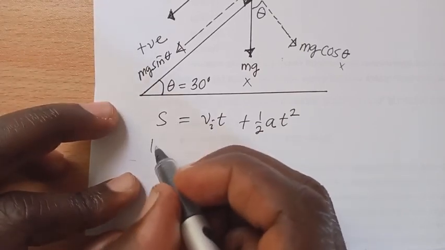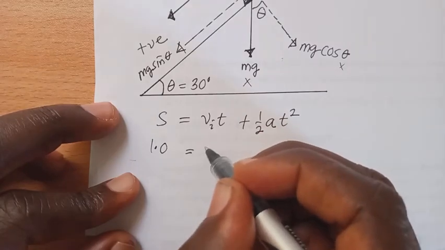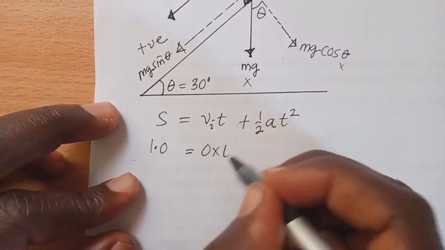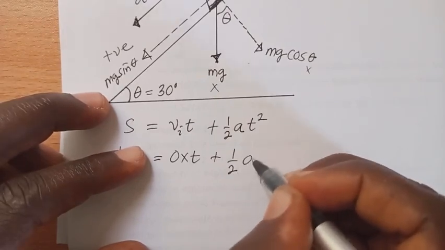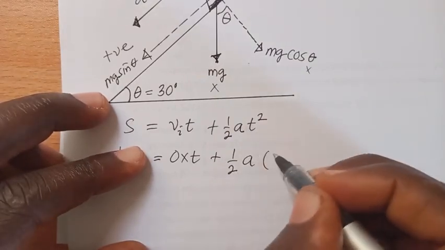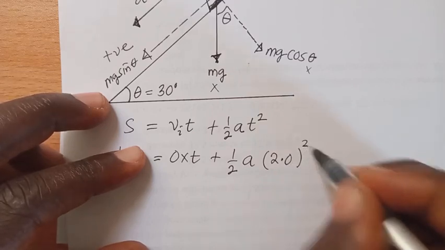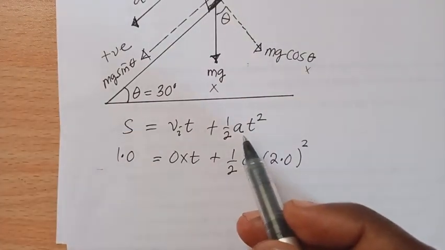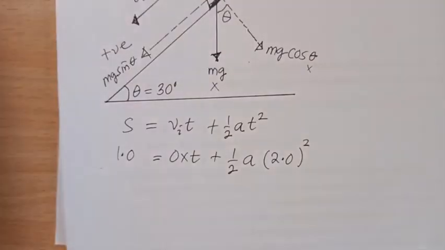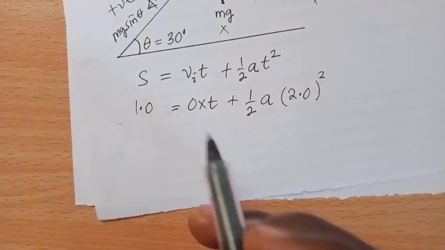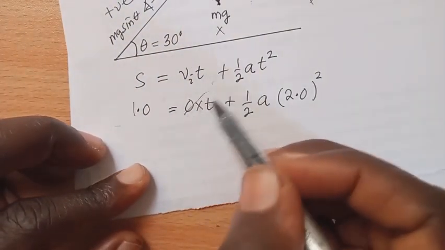Our s from the problem is 1.0, and this is equal to v. It started from rest, so v is 0 times the time taken plus half. I don't know this a, so I'm going to keep it, and then multiplied by my time. I was told it's 2.0 seconds, so I will square it because the formula says I should square the second. You see the time 2.0 seconds. Now 0 times t is just 0, so this term will vanish.